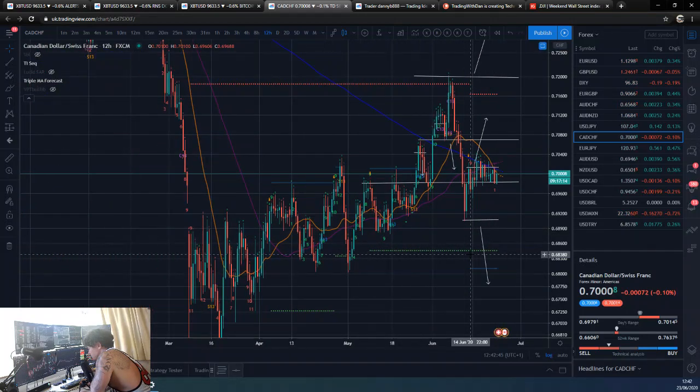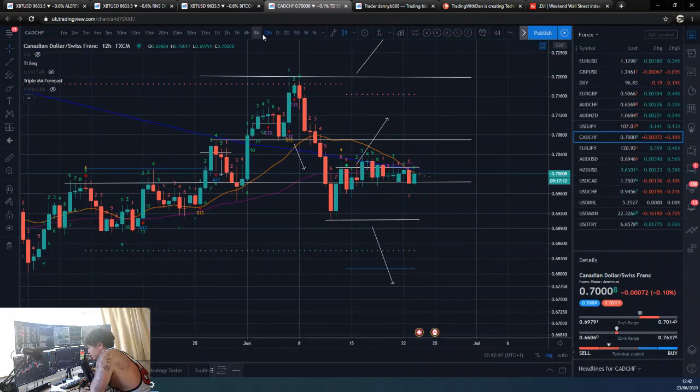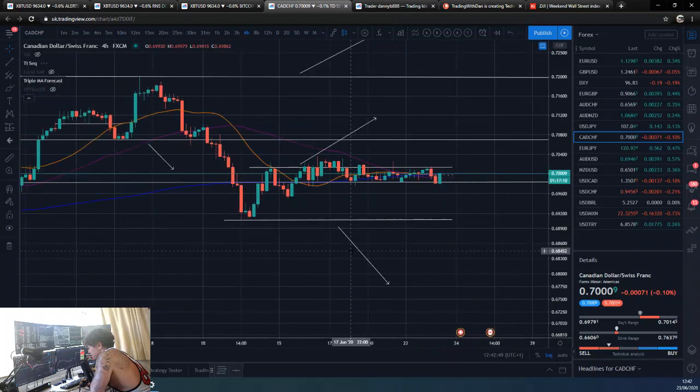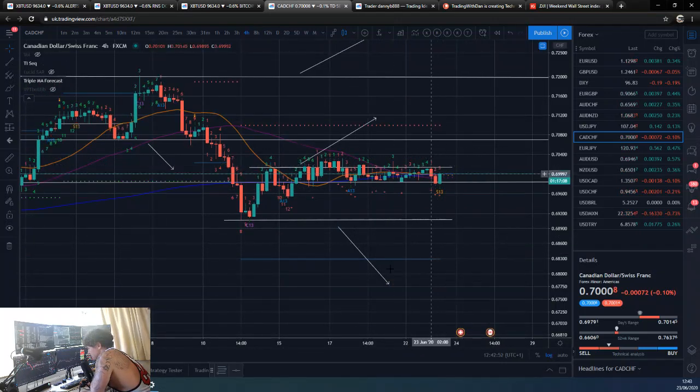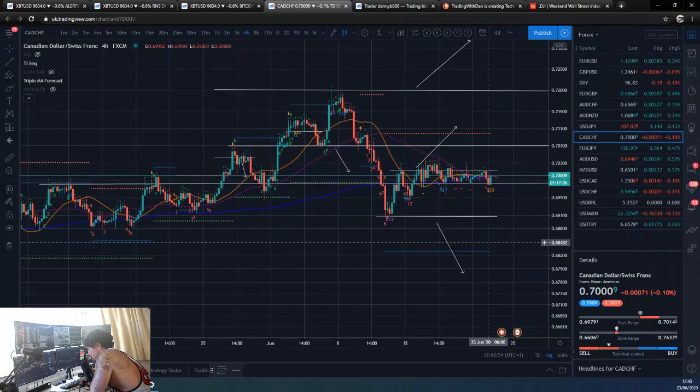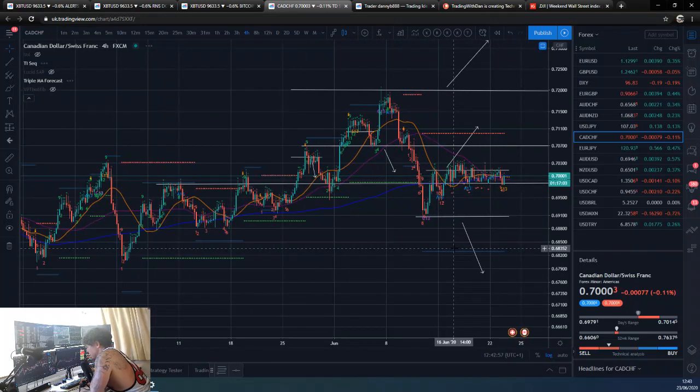Right, Canadian dollar, Swiss franc. Looking constructive. I would be looking for a buy entry in this. Really, it's just above these levels. I would be looking for a buy entry. Obviously, just the levels that count.